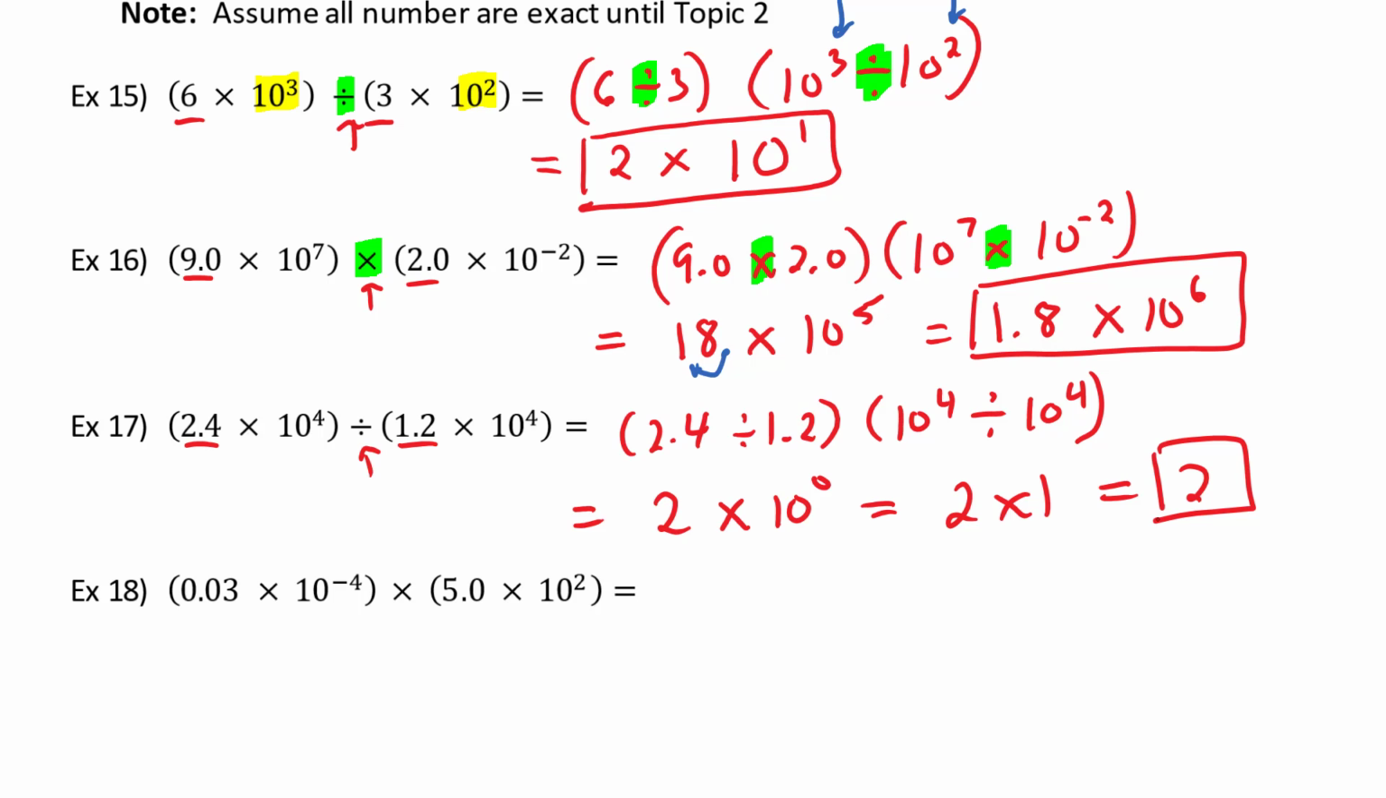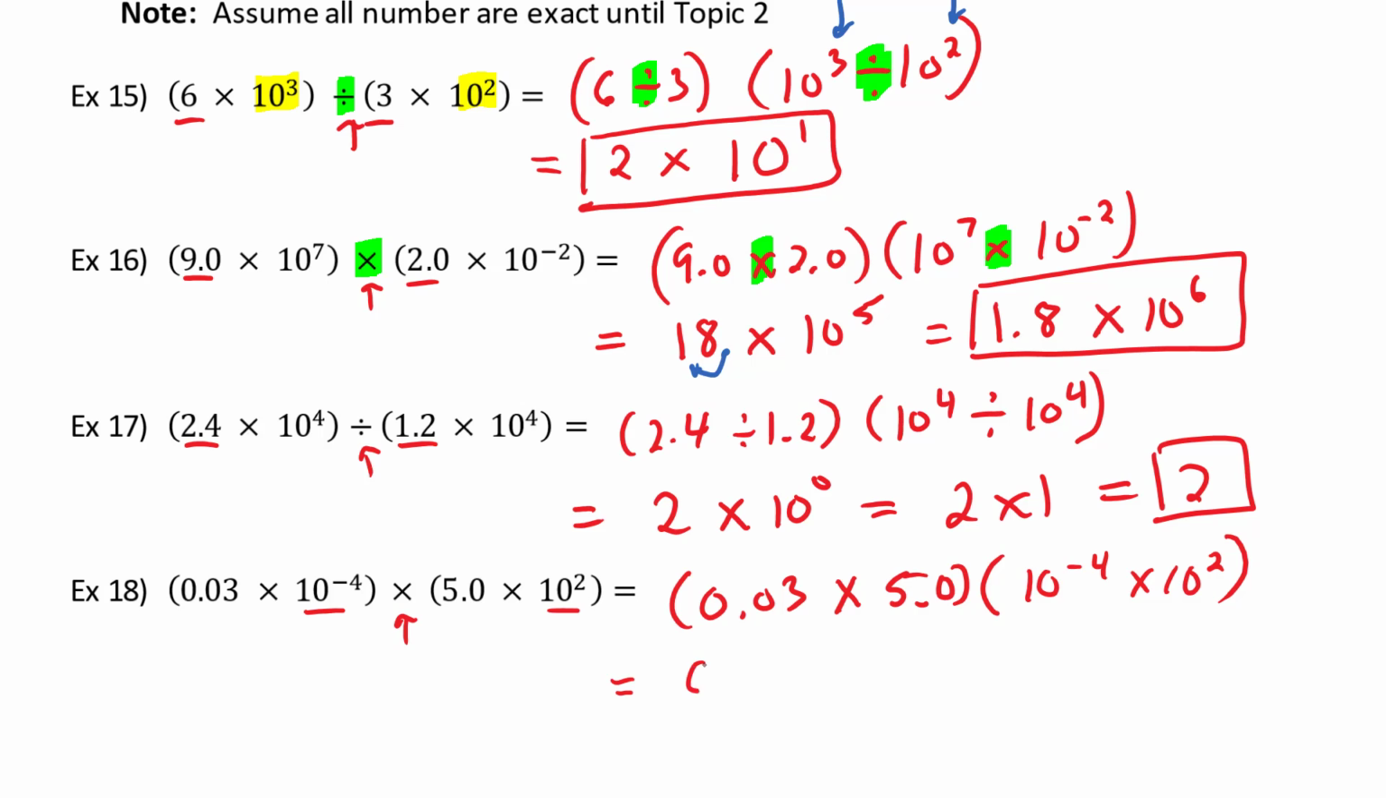Lastly now, again, it doesn't matter that these are different because we are multiplying them. So we do them separately. 0.03 times 5.0. Multiply this, 10 to the minus 4 times 10 to the positive 2. Combine those together. Here we get 0.15 times, we're multiplying them, so we add them. Minus 4 plus 2 is minus 2.